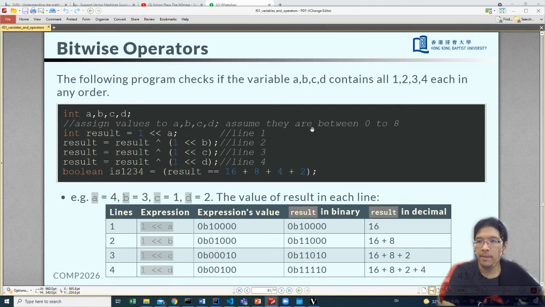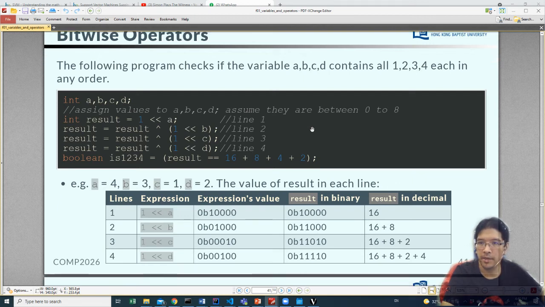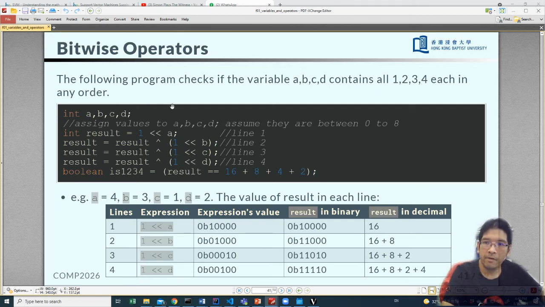The next one will be bitwise operators. Example: now, the following program is very interesting. We're trying to understand how these work, and as an example, it could be a little bit tricky. Now, let's try to follow me. This program tries to check whether the values A, B, C, D all of them contain the values 1, 2, 3, 4 in any particular order, in any order. So assume that A, B, C, D have their values assigned, and let's try to do these things.